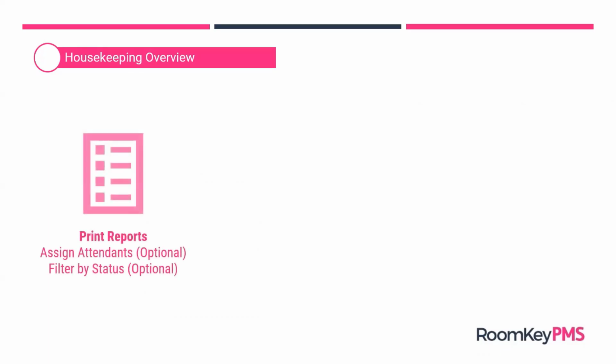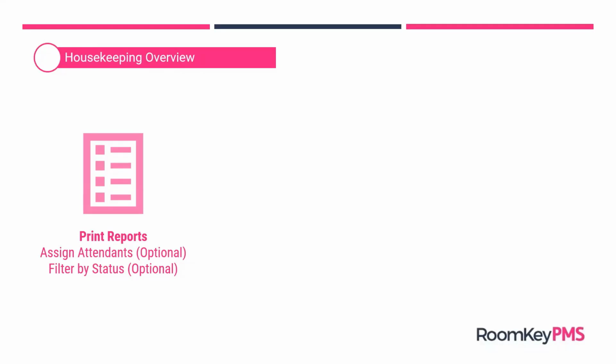First is the ability to print reports. Now, there are some optional features when printing your reports. You can assign attendance prior to printing a report, or you can also filter by status, things like if you just want a report of all of your dirty rooms or dirty vacant, things like that.